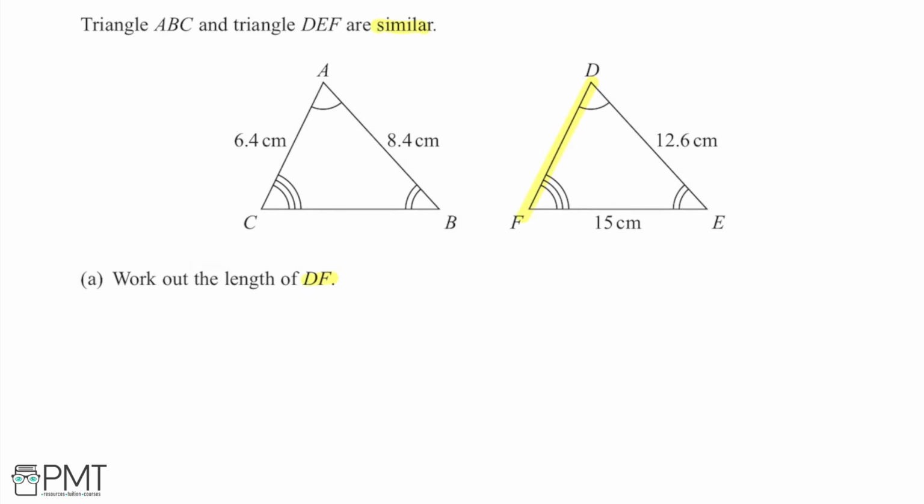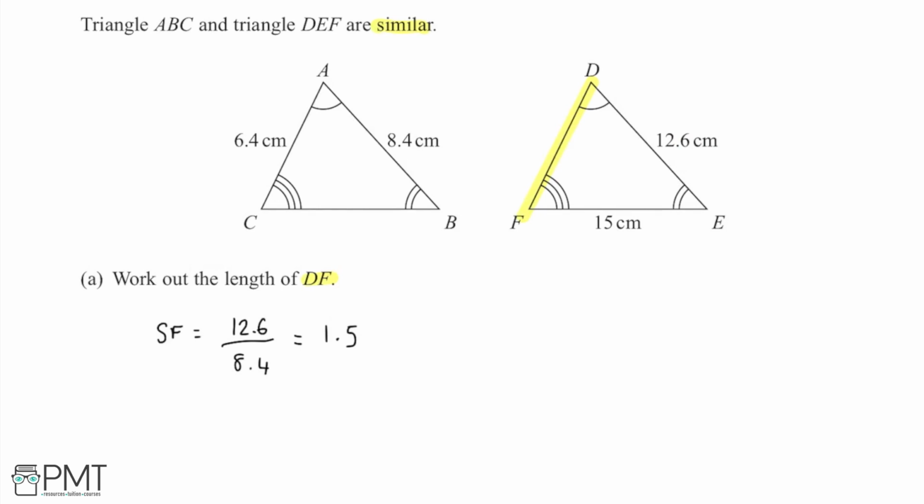If I have a look at my shapes, the lengths AB and DE are effectively in the same position relative to the angles that are the same, so we can work out the scale factor between these two. I can work out that scale factor by taking the larger one, the second one of 12.6 in this case, dividing that by 8.4, and that gives me an answer of 1.5. So 8.4 multiplied by 1.5 gives me this value of 12.6 centimetres for the length of DE.